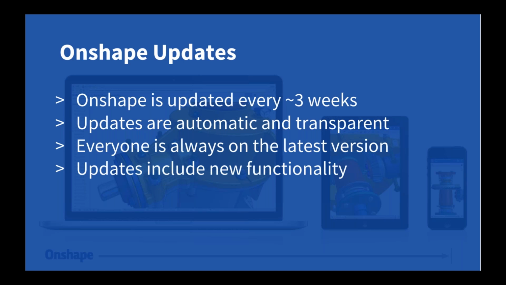Also, it means that everyone using Onshape is on the latest version. So you never have this issue of, hey, can you send me this in this format because I don't have that version of this CAD software, right? In traditional file-based systems, you have to make sure that everyone's on the same version constantly. Otherwise, you get all kinds of compatibility issues. Those don't exist in Onshape. Everyone using Onshape is using the same version.